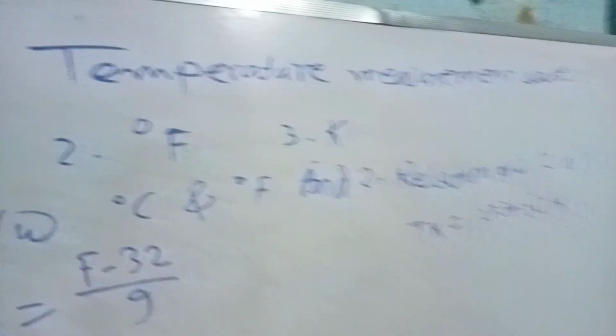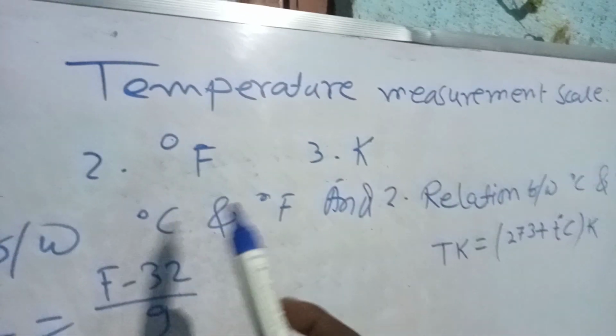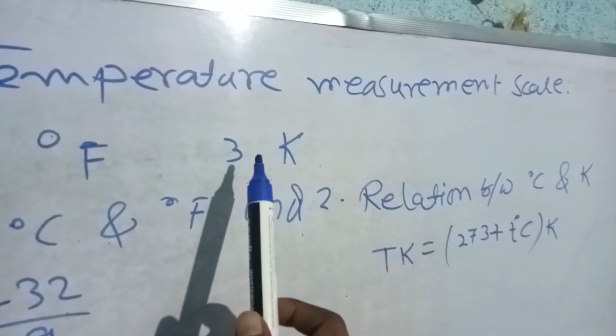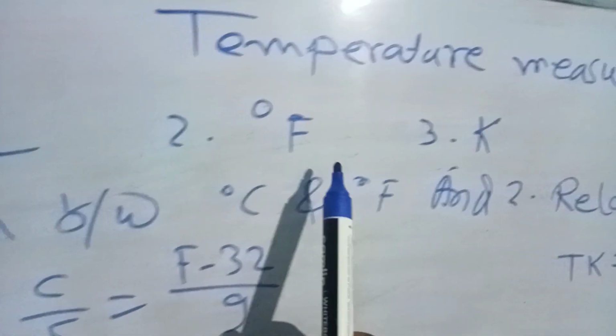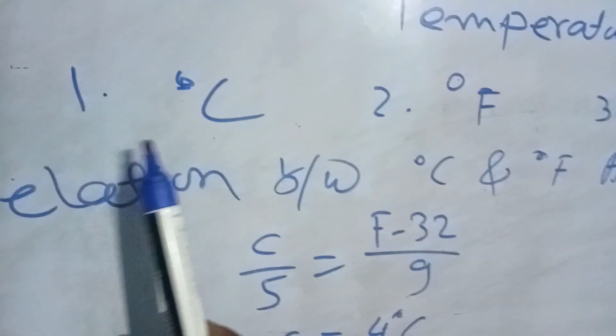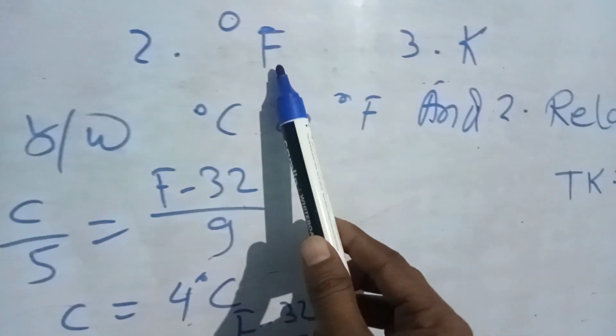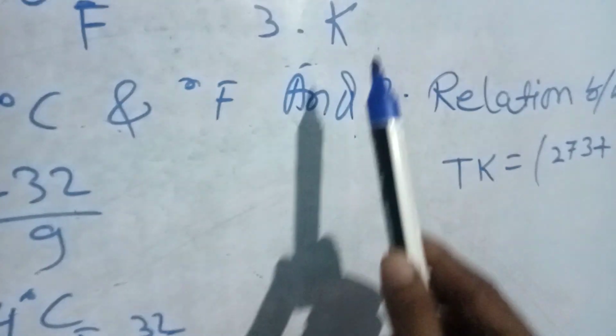Okay, basically here we are finding out the different temperature measurement scales. We are basically using three scales. One is called degree centigrade, another is degree Fahrenheit, and the third one is the Kelvin scale.